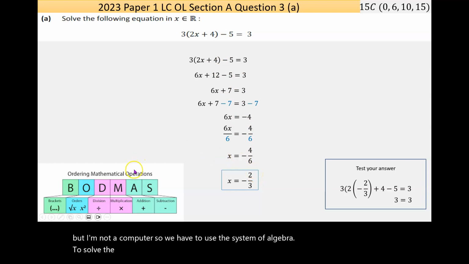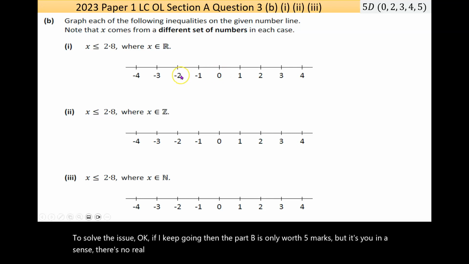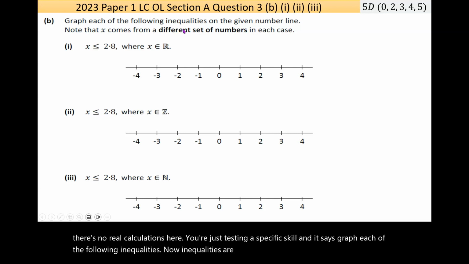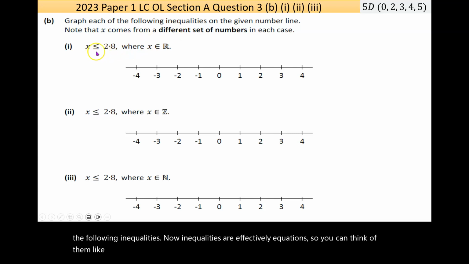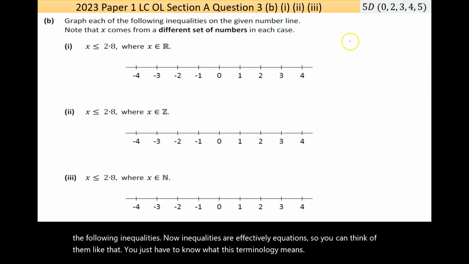If I keep going, part B is only worth 5 marks, but in a sense there are no real calculations here. You're just testing a specific skill, and it says graph each of the following inequalities. Now, inequalities are effectively equations, so you can think of them like that. You just have to know what this terminology means.